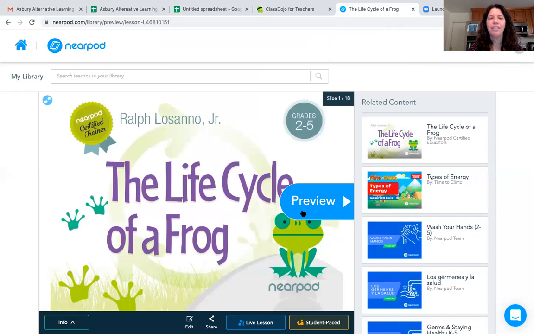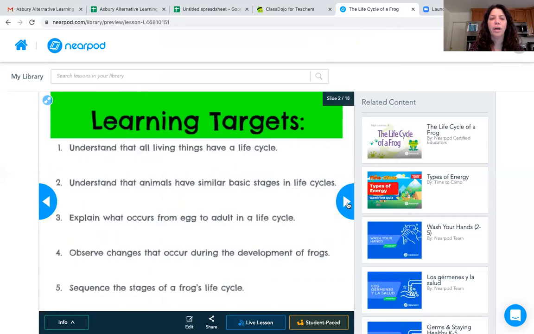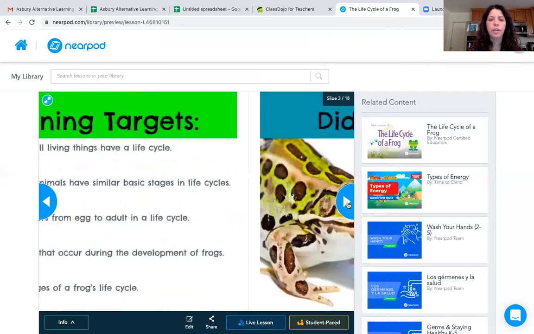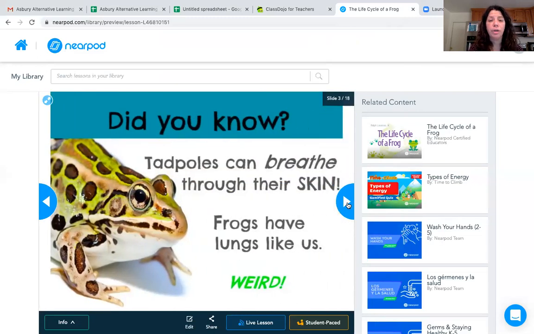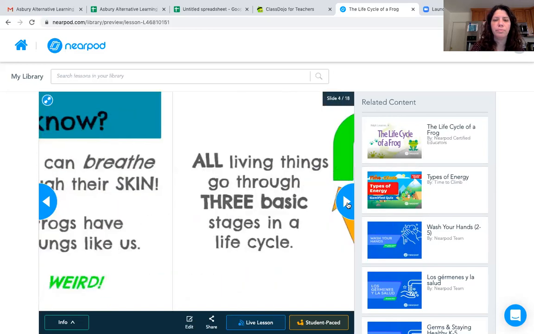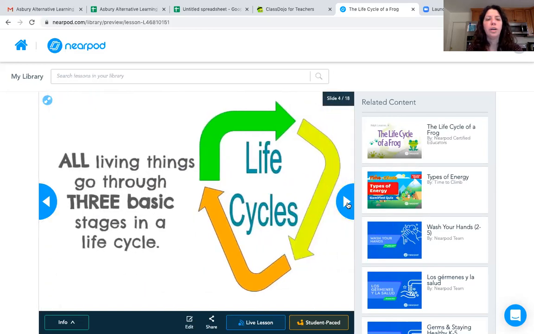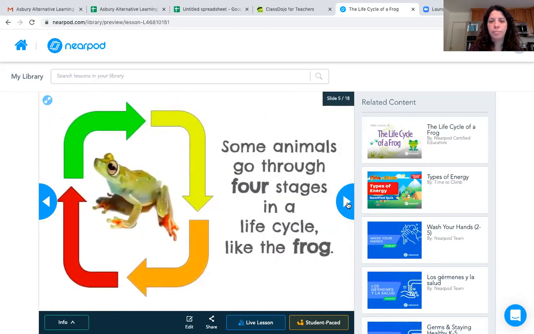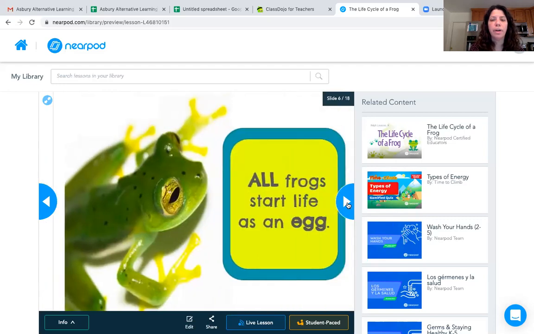The life cycle of a frog. All right, now we're going to be talking about its actual life cycle and how it changes from an egg to an adult. So let's go ahead and take a quick look. Did you know tadpoles can breathe through their skin and that adult frogs have lungs just like we do? So all living things go through three basic stages in a life cycle. Some actually go through four, just like in the case of a frog.